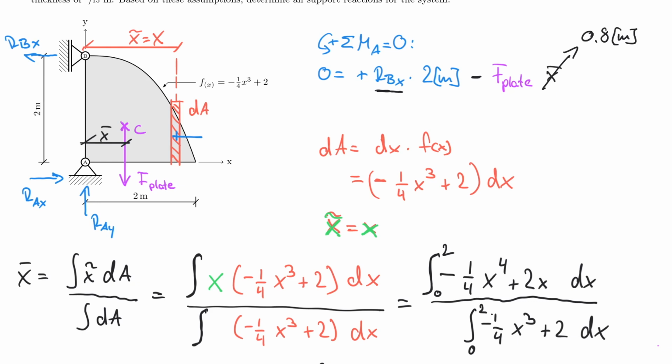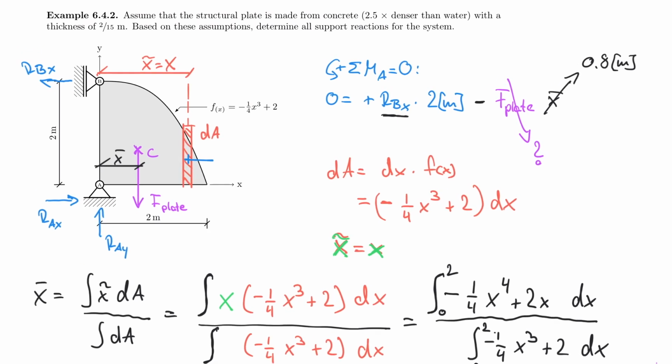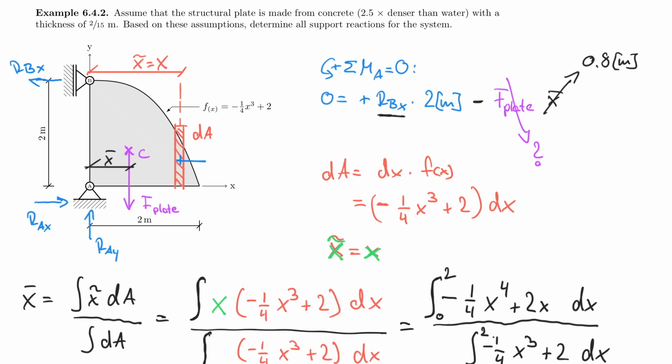So the question remains, how do I find F plate? Like, how do I get this one? And the answer is straightforward. It's made from concrete, and I know its thickness, 2/15 meters, and I know that it's denser than water by 2.5 times. So all I need to do is calculate the area, and then multiply that by the thickness, which gives me the volume. And once I have the volume, then I can multiply it by the density to find its total weight. So let's do that next.